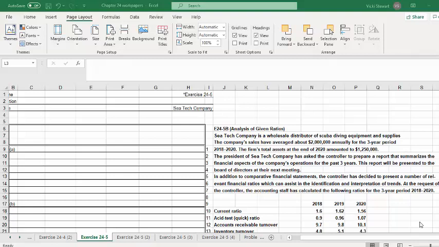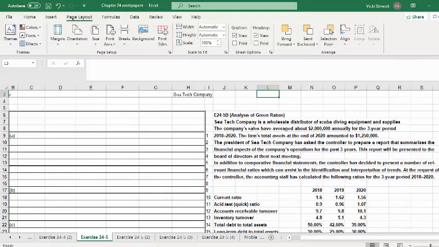$1,250,000. The president of SeaTech Company has asked the controller to prepare a report that summarizes the financial aspects of the company's operations for the past 3 years. This report will be presented to the board of directors at their next meeting. In addition to comparative financial statements, the controller has decided to present a number of relevant financial ratios which can assist in the identification and interpretation of trends.